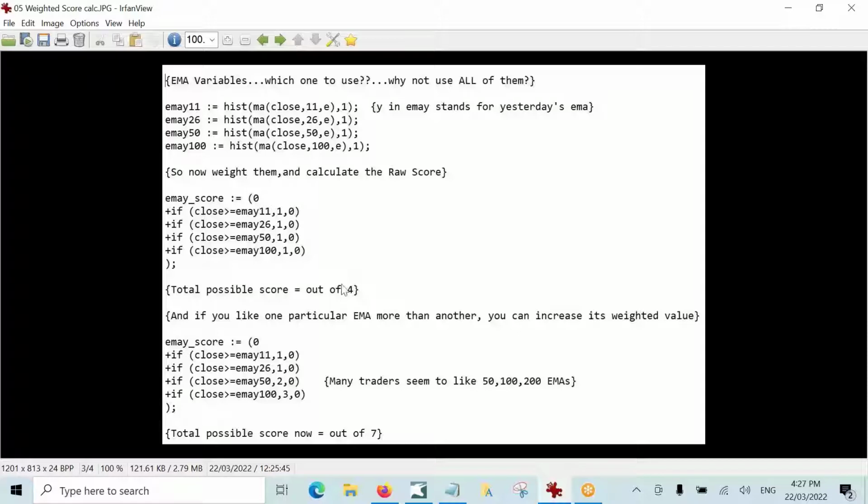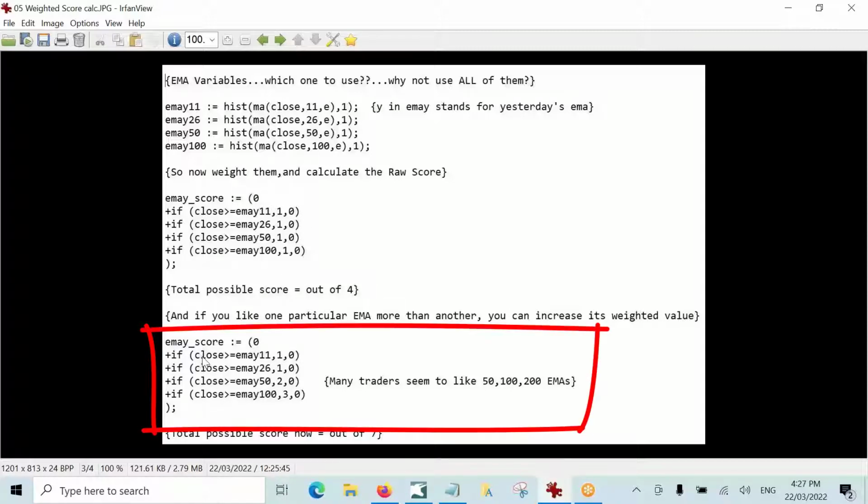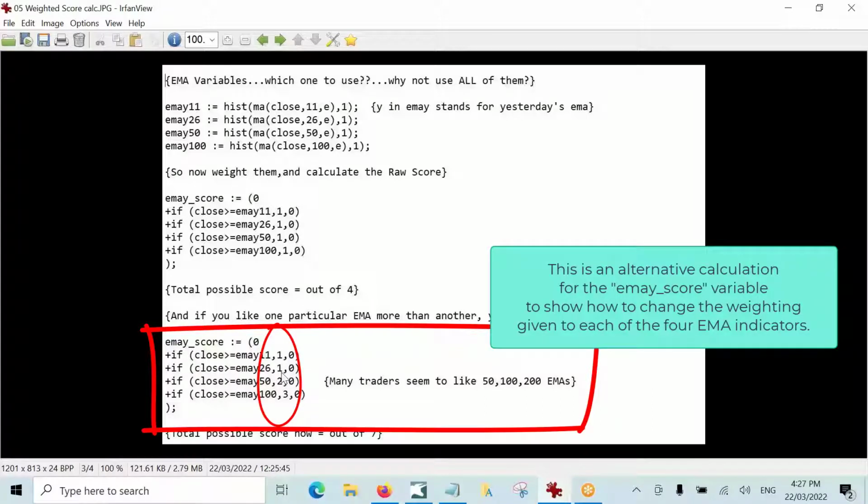And you can go further than that. If you like one particular EMA more than another one, you can increase its weighted value. So going back to this example again, there it is. I've decided that the EMA 11 will only count as 1 point. If it closes above the EMA 26, 1 point. If it doesn't, it gets nothing. If it closes above the EMA 50, I'm giving it 2 points.